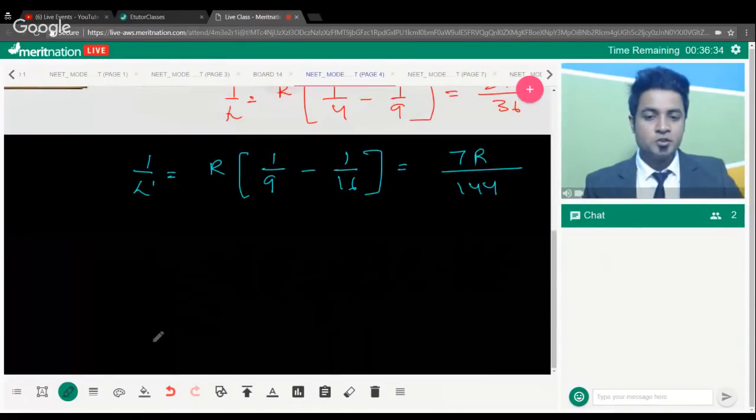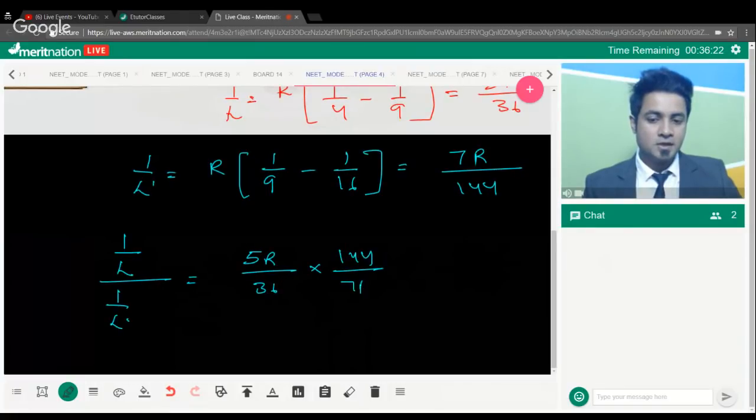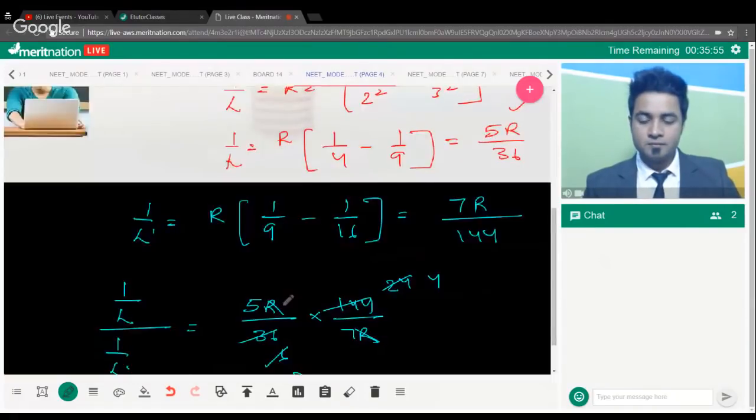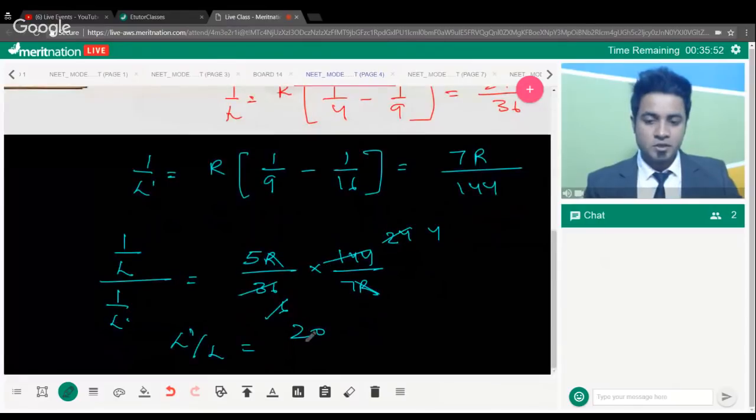So if you take the ratio of these two, 1 upon lambda by 1 upon lambda dash is 5R upon 36 times 144 upon 7R. R will get cancelled out, and this is coming out to be lambda dash upon lambda equals 20 by 7, right?